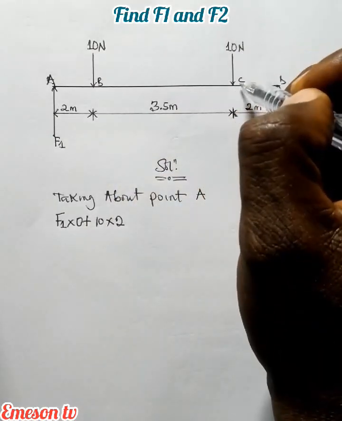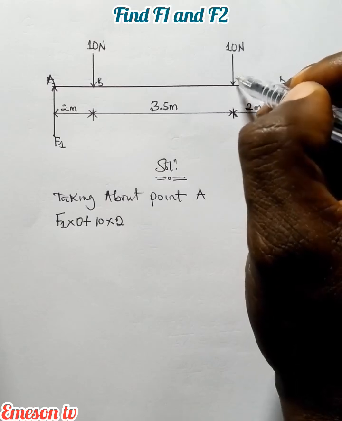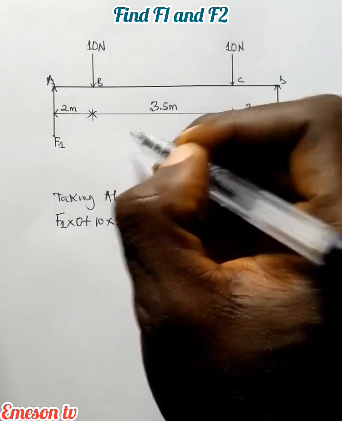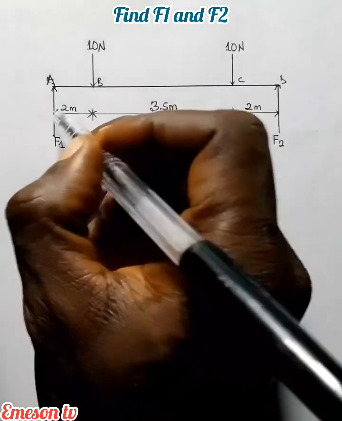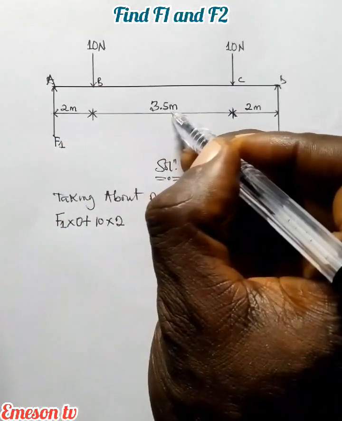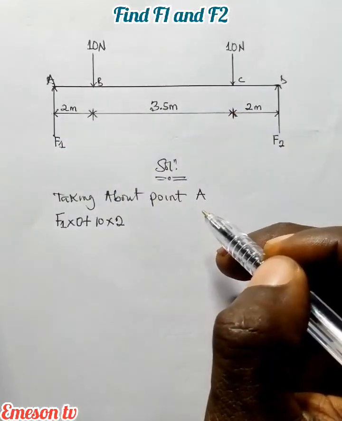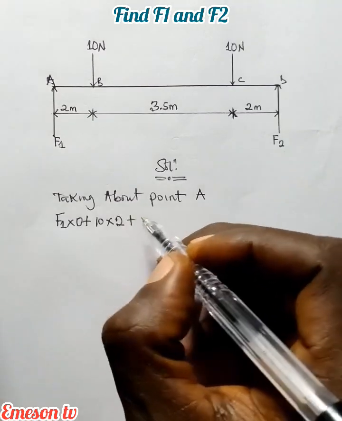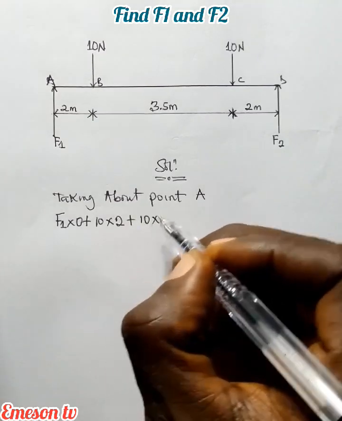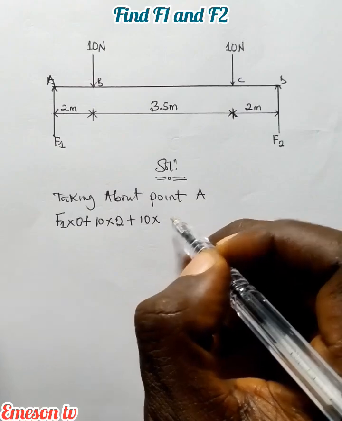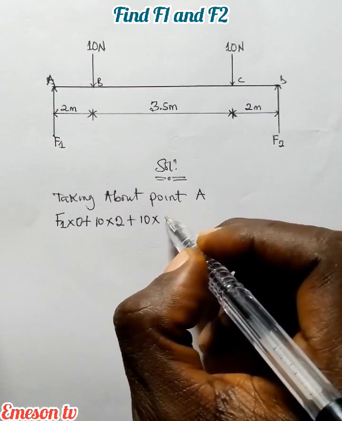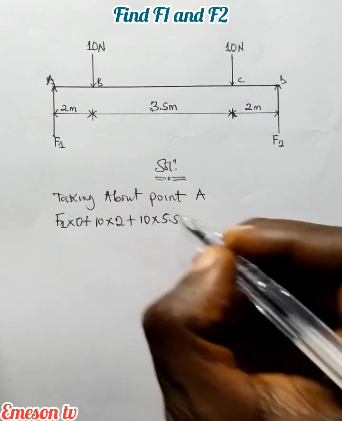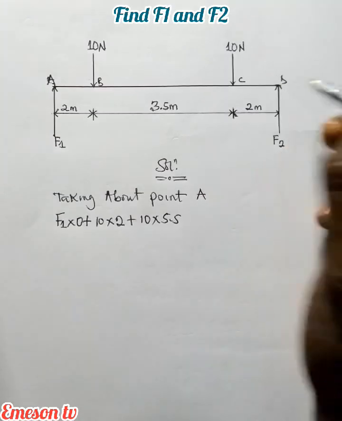The downward force here is what? 10 N, and it will act in clockwise direction. So from here to the point where we're taking moment is what? 3.5 plus 2 will give us what? Perpendicular distance will be what now? Will be 5.5. Now let's come to this point, point D.